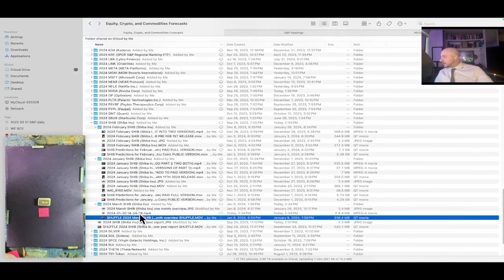The shuffle file for the SHIB coin March reading was created on January 8th, 2024 at 8:54 p.m. Eastern Time. That's this video here in the lower left corner.